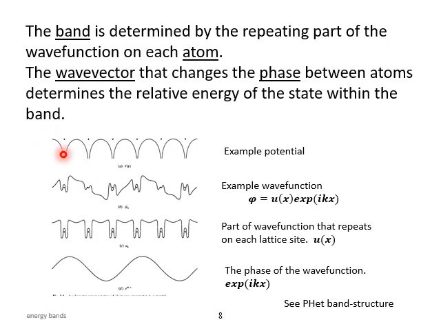All of those possible combinations of phase relationships can be expressed in the variation of the wave function with position, e to the i kx. So for a given k, I have a given rate of change of the wave function in the sample, and that gives rise to an energy within the band. The band itself, what band we're looking at, is determined by the repeating part of the wave function, or the wave function on each atom. And then within the band, the energy varies.